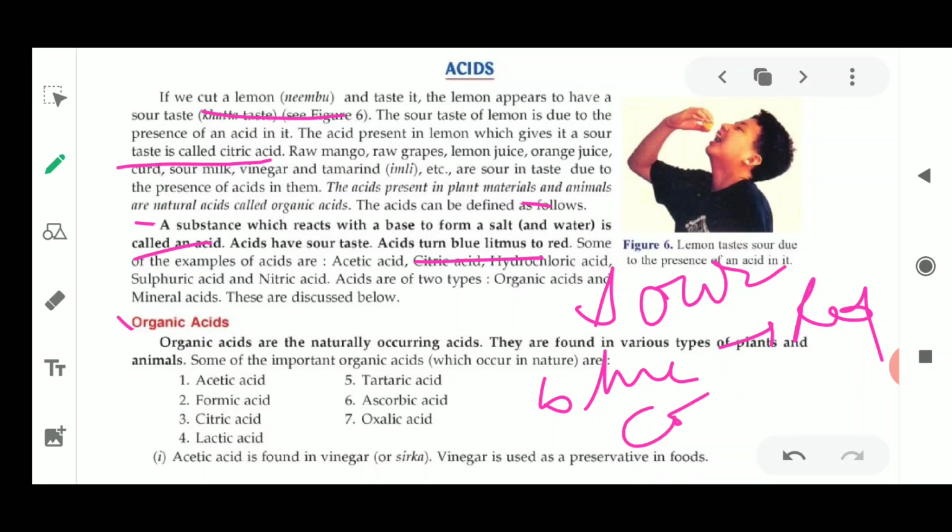So the first property is taste, it is sour; it turns blue litmus red; and it is corrosive in nature. What is this word corrosive? Corrosive means that it is very harmful in nature. For example, if a certain acid spills on the floor or on your cloth, what happens? It is going to burn that area, which means it is highly dangerous. So we have to handle that acid with very much care.